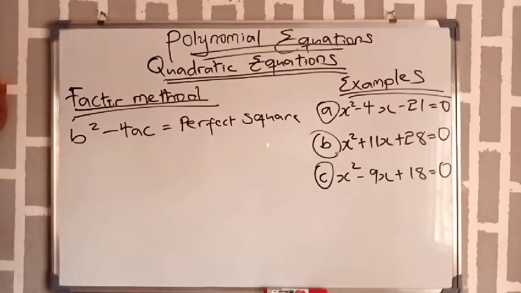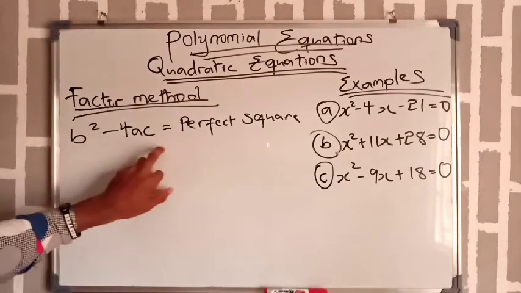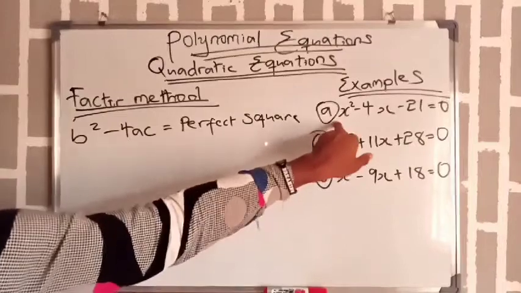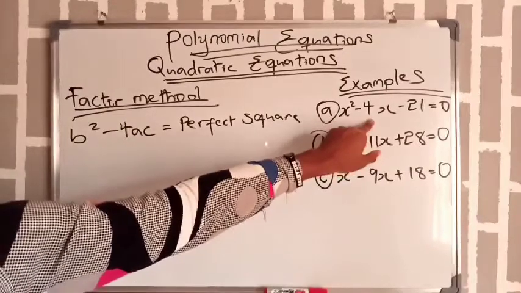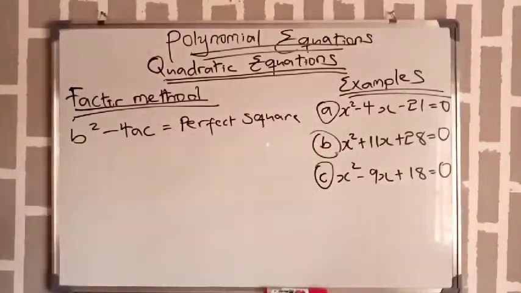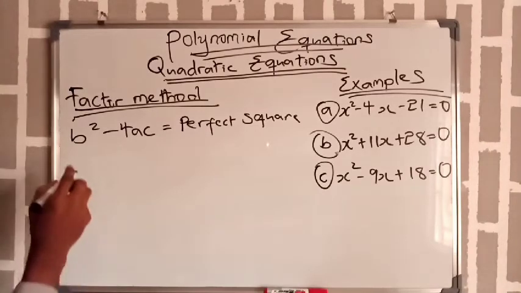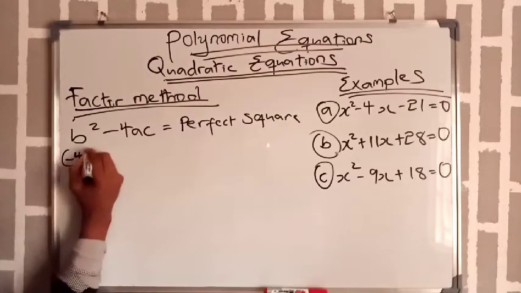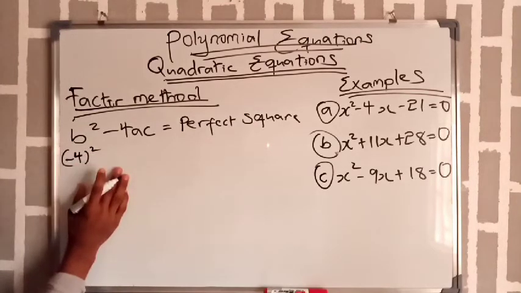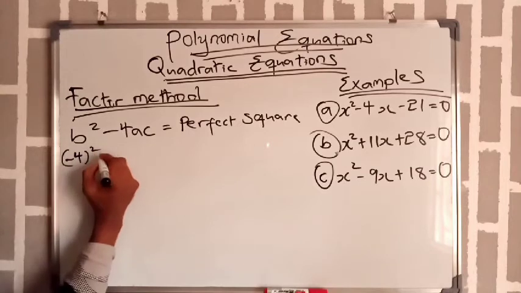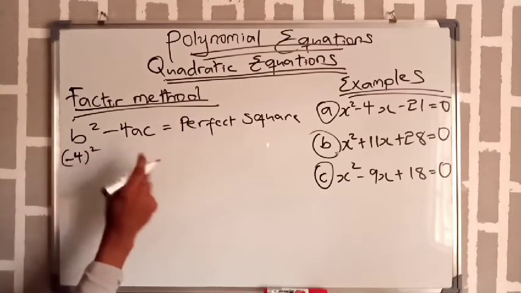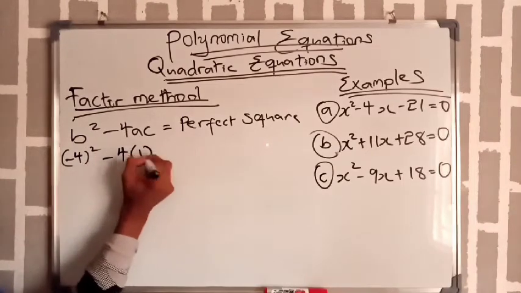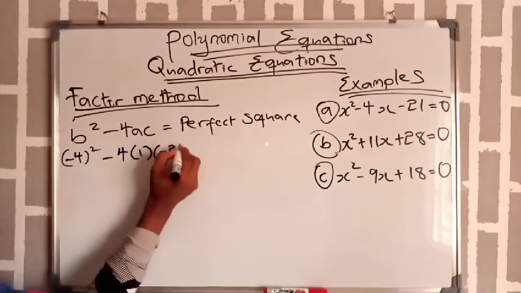So firstly, we say b squared minus 4ac. I told you this is A, this is B, and this is C. The coefficients: A here is 1, B here is minus 4, and C is minus 21, sorry. So let's go. B is minus 4 squared, then minus 4, then A is 1, then C is also minus 21.